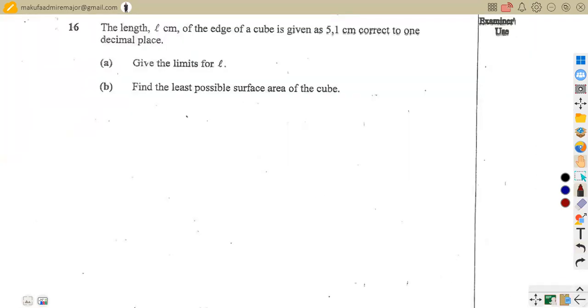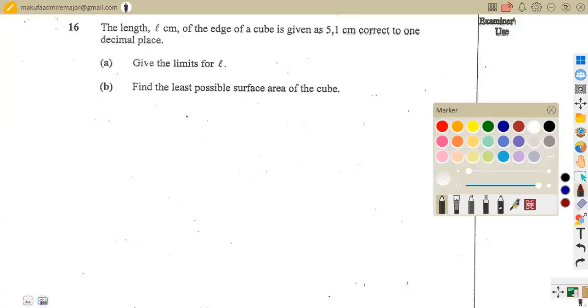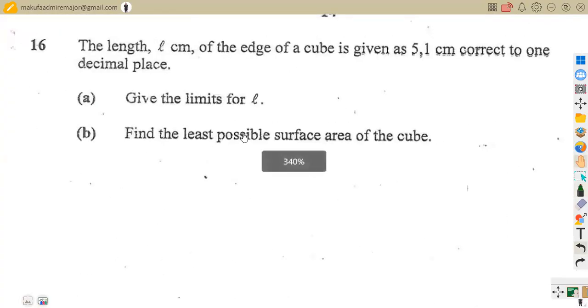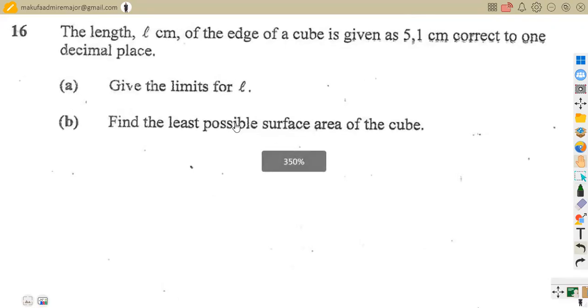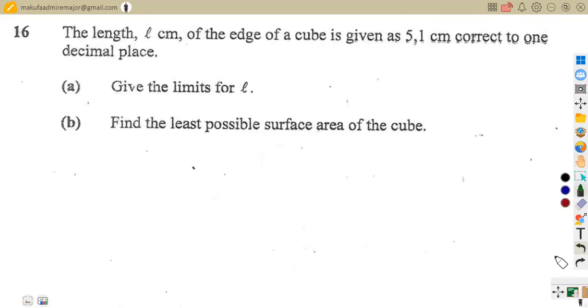So that was our question 15. Our question 16, in this case, we were given the limits. We are given that the length L centimeters of the edge of a cube is 5,1 centimeters correct to 1 decimal place. Give the limits of L.